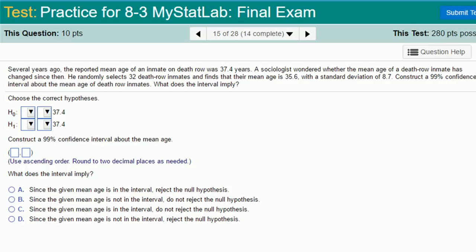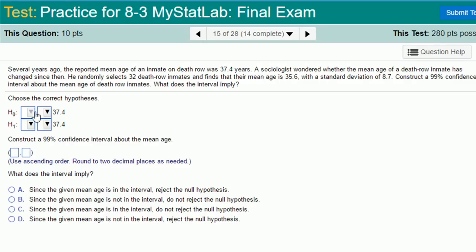Several years ago, the reported mean age of an inmate on death row was 37.4 years. A sociologist wondered whether the mean age of death row inmates had changed since then. Changed means not equal to, so greater or less. He randomly selects 32 death row inmates and finds that their mean age is 35.6 with a standard deviation of 87. Construct a 99% confidence interval about the mean age of death row inmates. What does the interval imply?